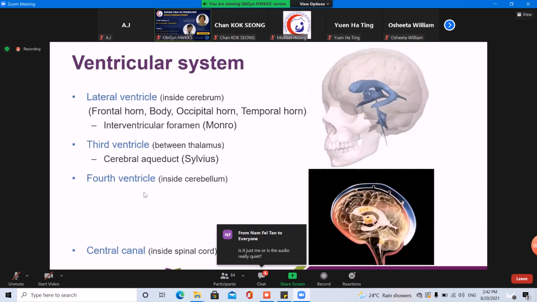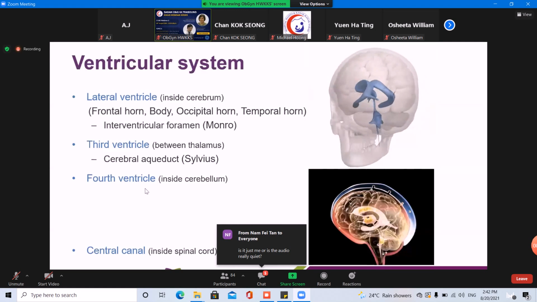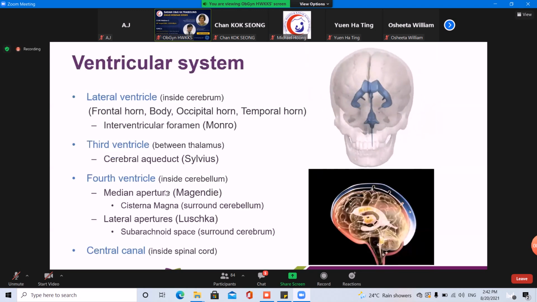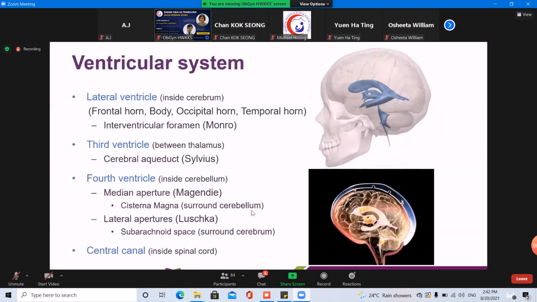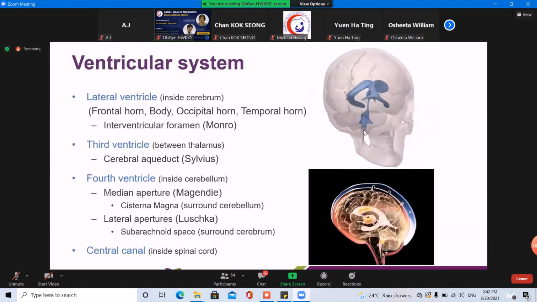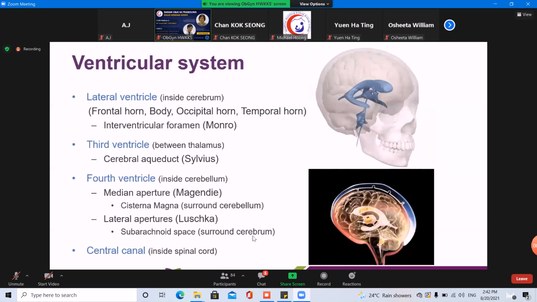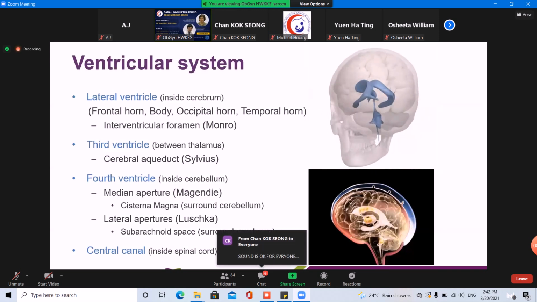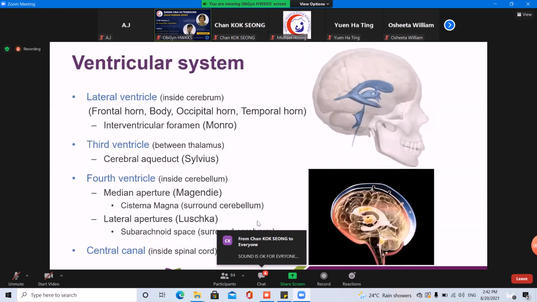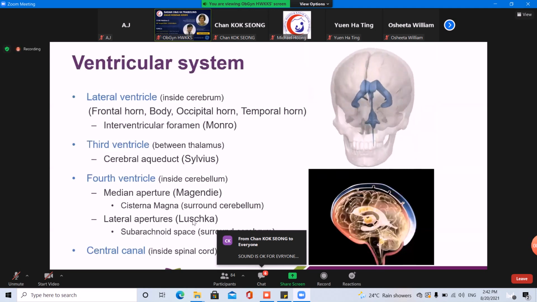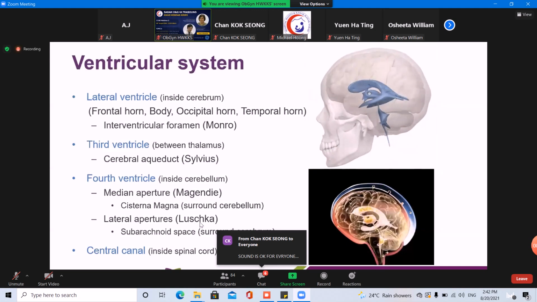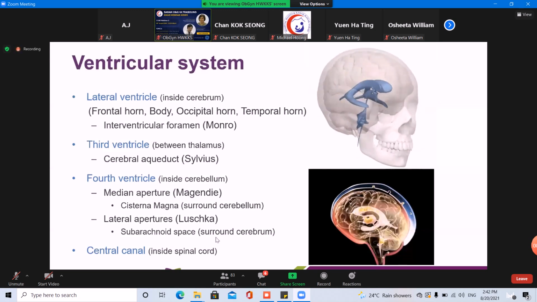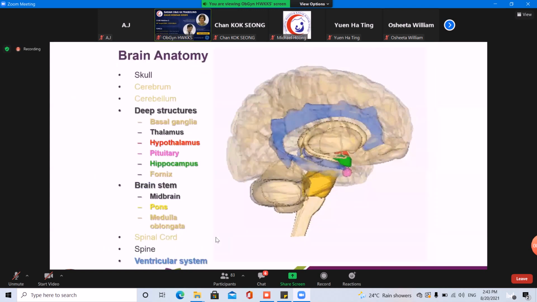The fourth ventricle is connected to the space outside the brain. It is connected to the cisterna magna, which is the space surrounding the cerebellum, by way of the median aperture, which is the tail of the bird here. It is also connected to the subarachnoid space surrounding the cerebrum by way of two lateral apertures, which are the wings of the bird, and it is also called the lateral apertures of Luschka. And the leg of the bird, as I have already mentioned, is the central canal inside the spinal cord.